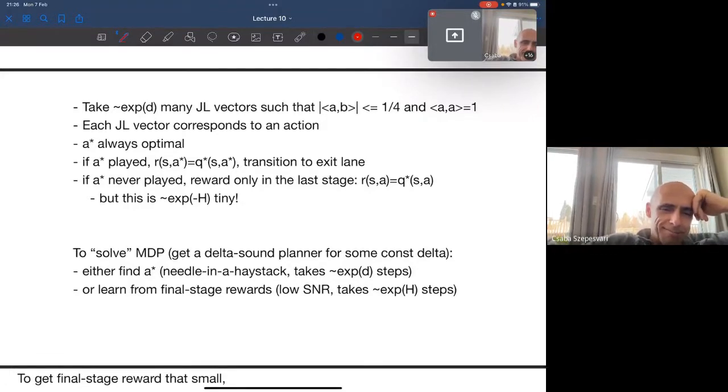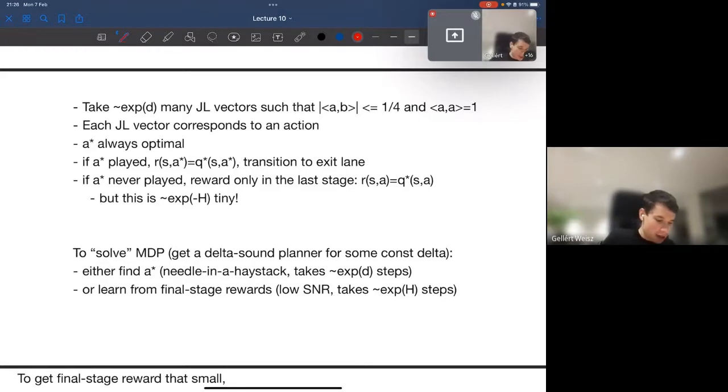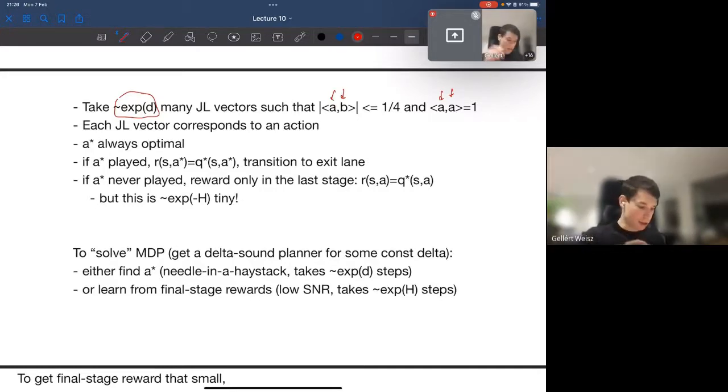Okay, good. So what we do is we take a lot, exponential in D, Johnson-Lindenstrauss vectors such that if you take any two that aren't the same vectors, their inner product will be small. However, if you take two of the same vectors, then the inner product will be 1. That's just to say they're unit vectors, and they have a small inner product with each other. And you can take exponentially many of these. Was this Johnson-Lindenstrauss business covered before? I think it was. So that's all good.